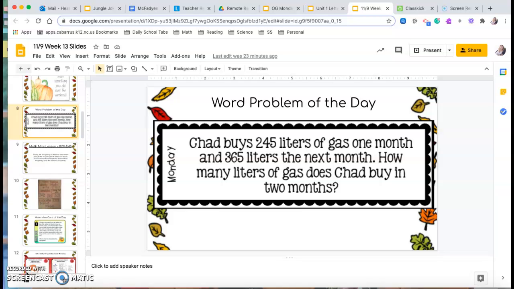Tell me what's going to go in the first, second, and third blank for 245. That's right. You're going to do 200, then you're going to do 40, then you're going to do 5. Now tell me what goes on the first, second, and third line for 365. That's correct. You're going to do 300, then you're going to do 60, then you're going to do 5. Make sure you have your equals line. Now we're going to add them together.